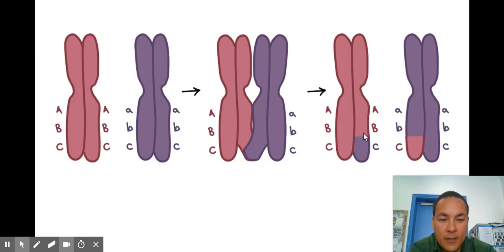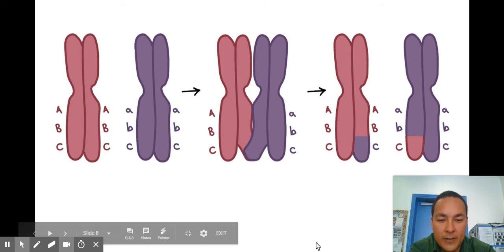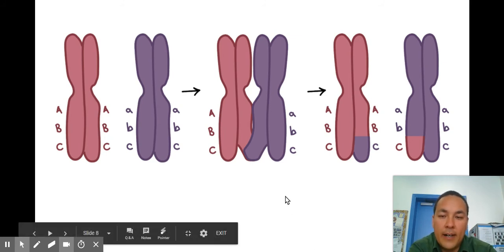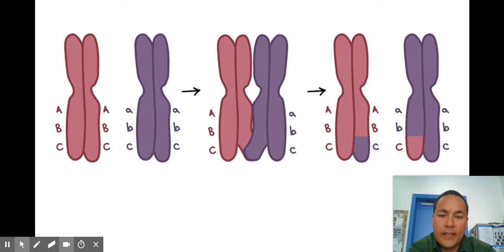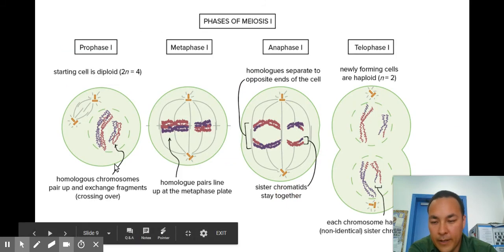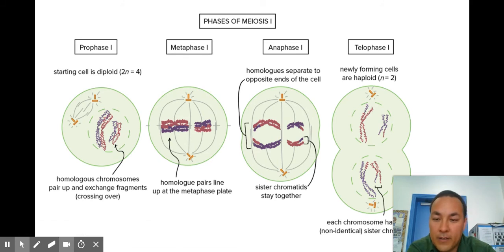So now these chromatids are no longer identical. This is one of the unique genetic variety products of meiosis, which is very important. So here's a picture of it. I'm going to go a little fast through this because I just did this in the homologous chromosome video, and it's the exact same image.